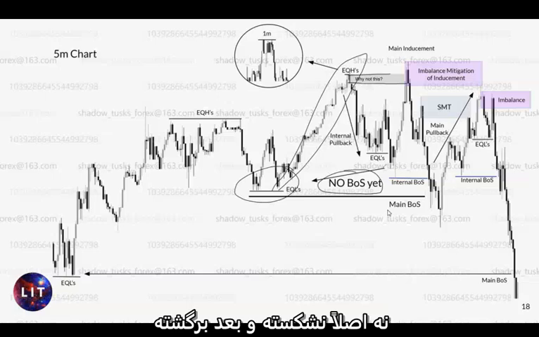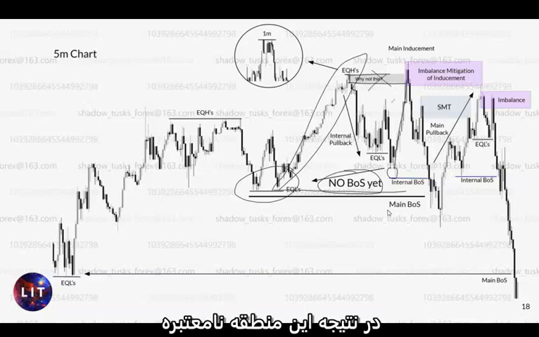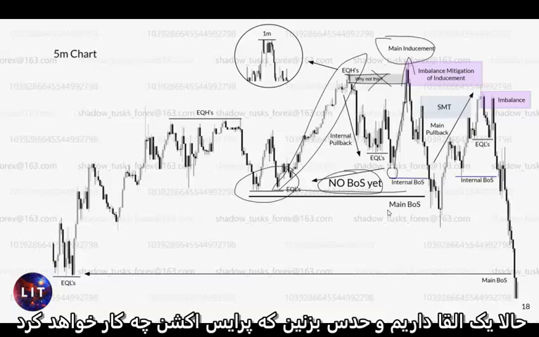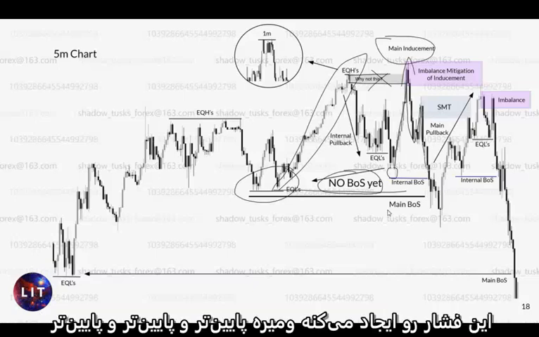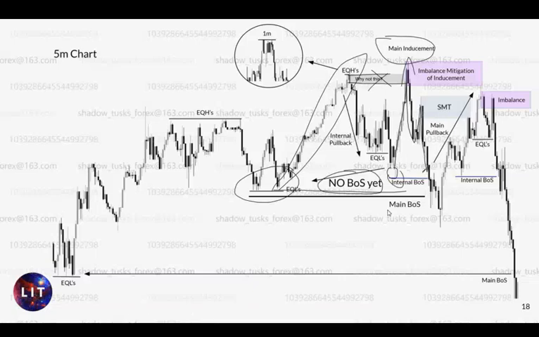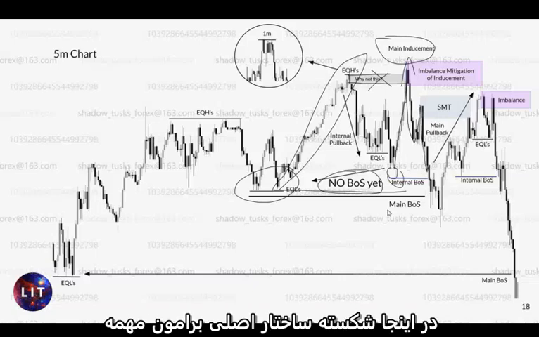Did that do that? No. It stayed short of that, never broke it here, and then comes back. So this is no valid zone. So this gets induced. Now you have an inducement, and guess what price action does? It pushes lower, lower, lower, makes an internal break of structure. We don't care about this one, to be fair. We care about the main break of structure to here.